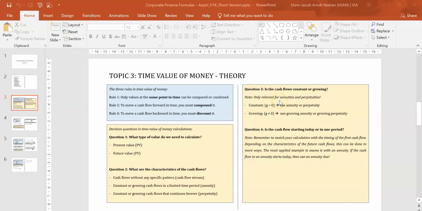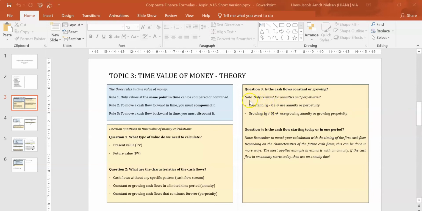Then the third question you have to ask yourselves is: is the cash flow constant or growing? We already touched a little bit upon this, but you need to find out if we actually have growth in the period or not. You can see a note here that this is only relevant for annuities and perpetuities. That's because a cash flow without any specific pattern, a cash flow stream, is not dependent on a limited or constant growth.